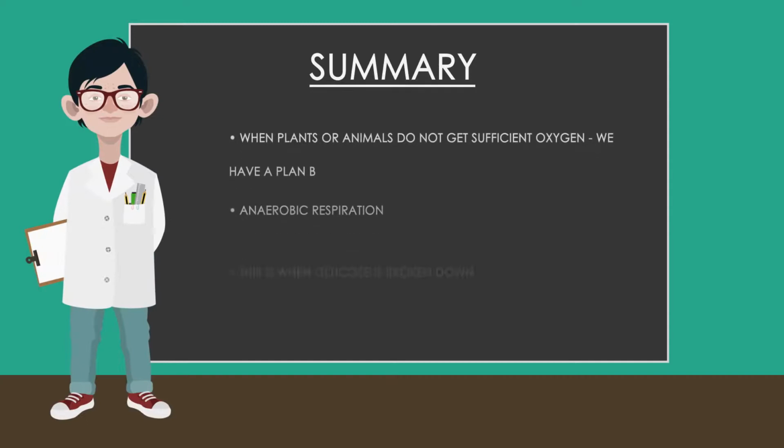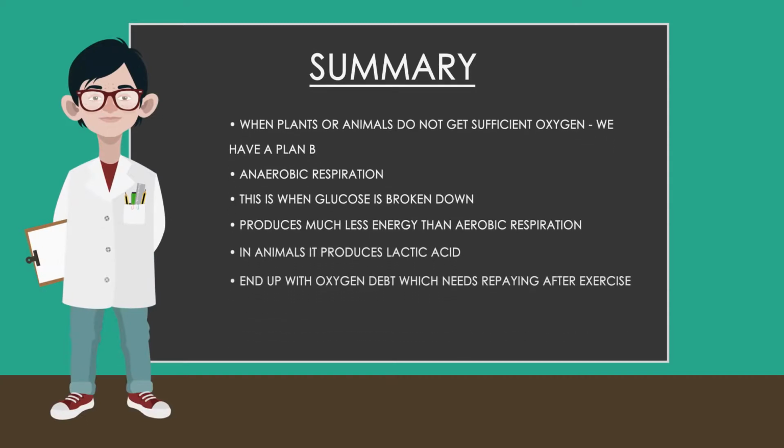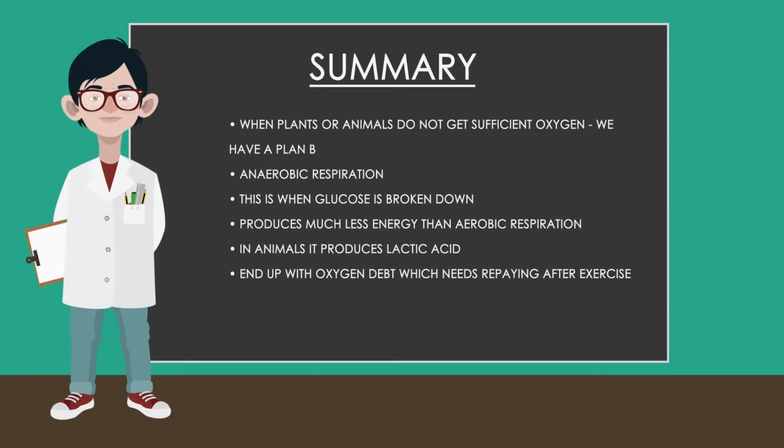So you should now know that when our heart and lungs cannot keep up with the oxygen demand, or plants do not have access to sufficient oxygen, we have a B plan: anaerobic respiration. This is when the glucose is broken down directly, but it produces much less energy than aerobic respiration, which is why it's the second choice.